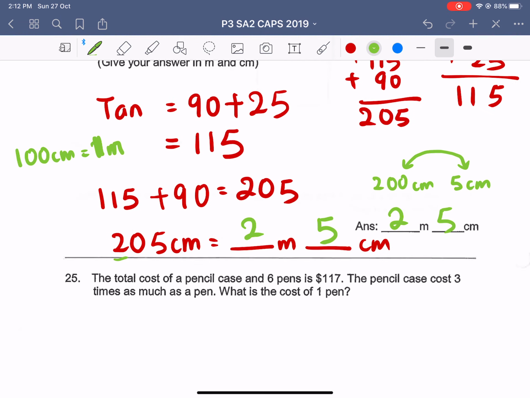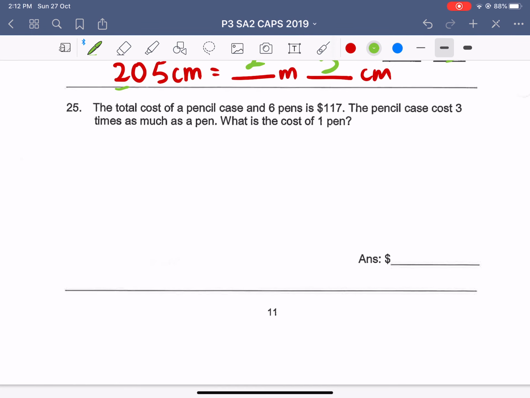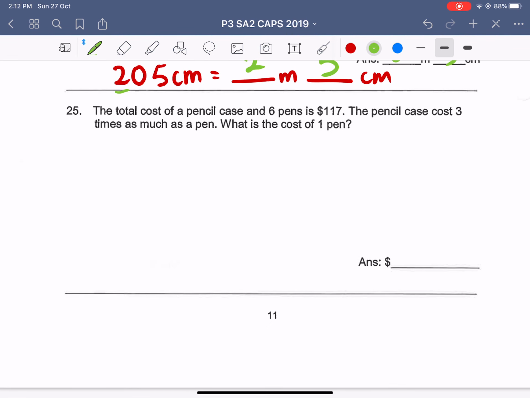Okay. Now question 25 can get a little tricky. In fact, I thought a model would be able to help. Now you have got a pencil case and 6 pens. They cost 117. What they told you is the pencil case is 3 times as much as a pen.